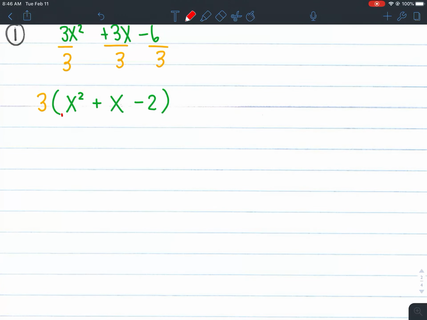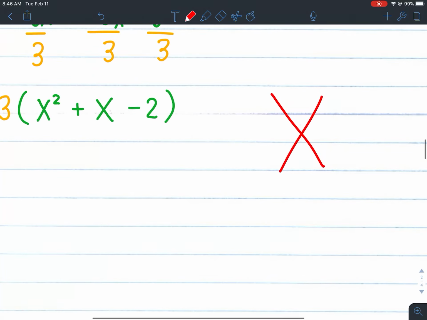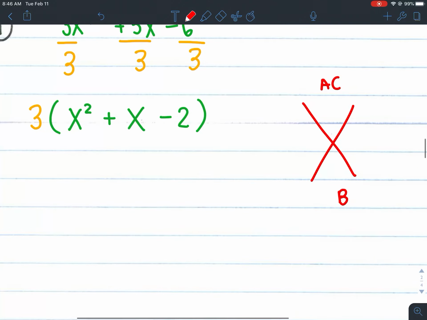Now just look inside our parentheses here. How many terms do we have? We have 3. Now, could I make these 3 terms become 4 terms by grouping? Yeah, and in order to do that, I would have to do the AC method. So AC would go on top and B would go on bottom. Now, in order to do this, I need to identify A, B, and C first. My A here is a 1, B here is also 1, and C is negative 2.